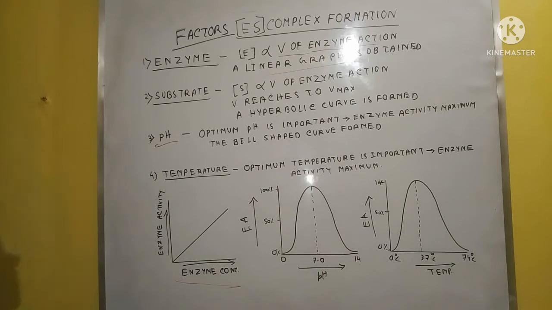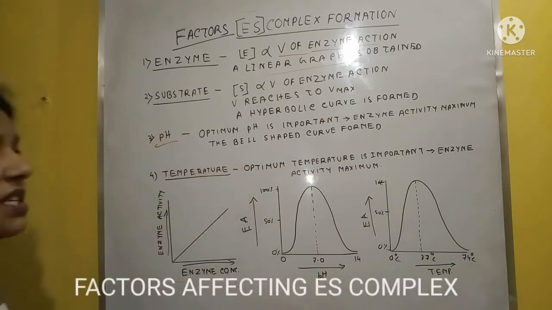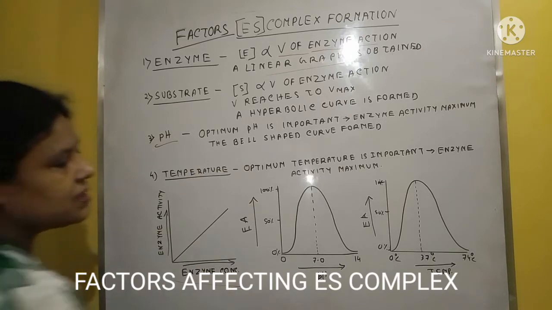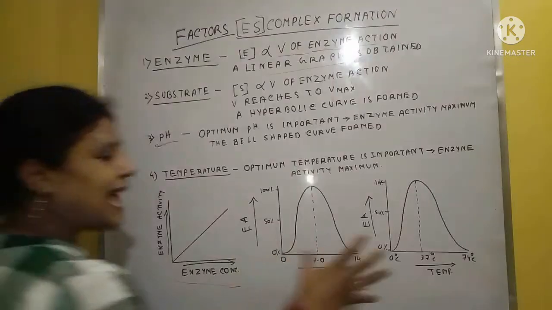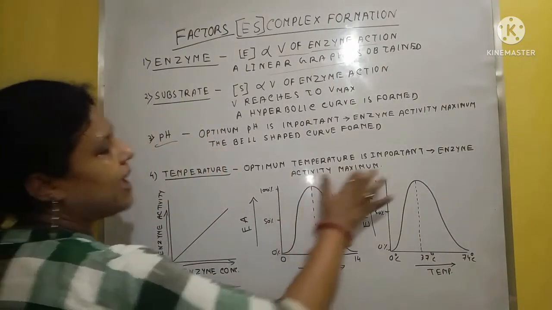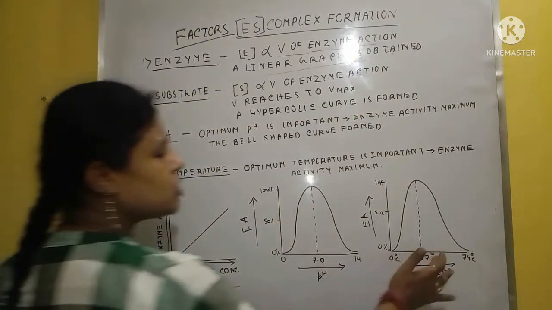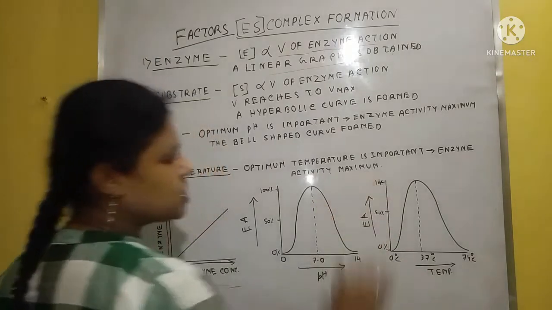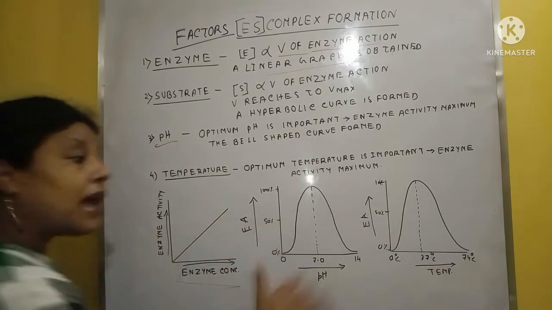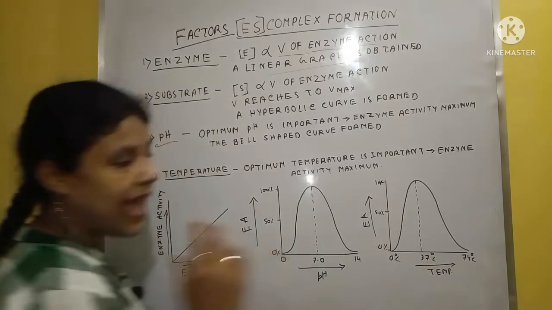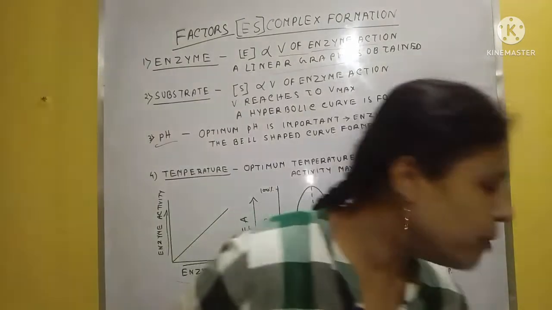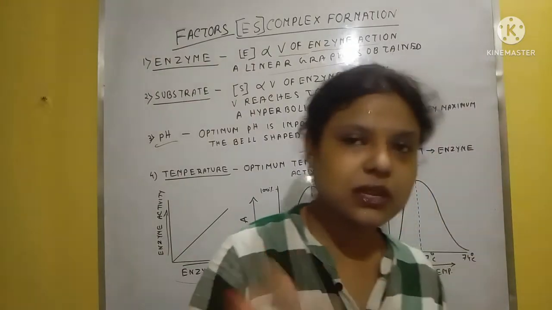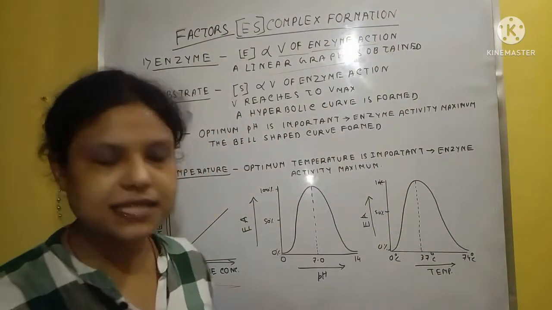Clear? Next one is the temperature. Like pH, optimum temperature is very important. Generally 37 degrees Celsius is the optimum temperature, because at this temperature the enzyme activity is maximum. But below this optimum temperature, or above this optimum temperature, the enzyme action becomes stopped. There are another two important factors that I don't write here, I just explain them to you.